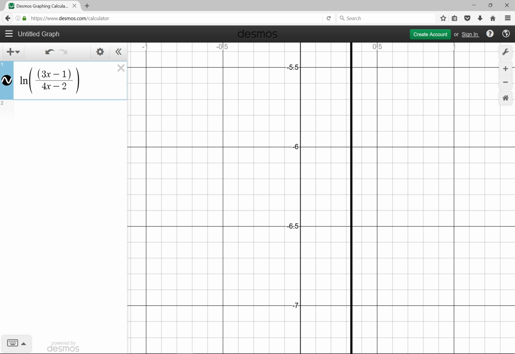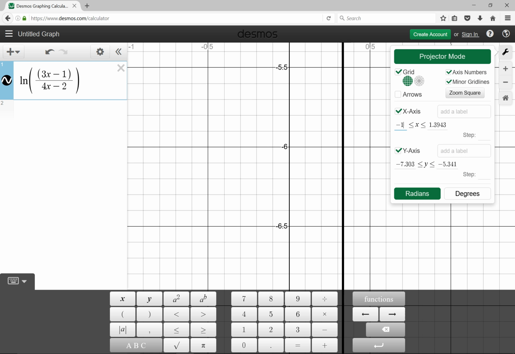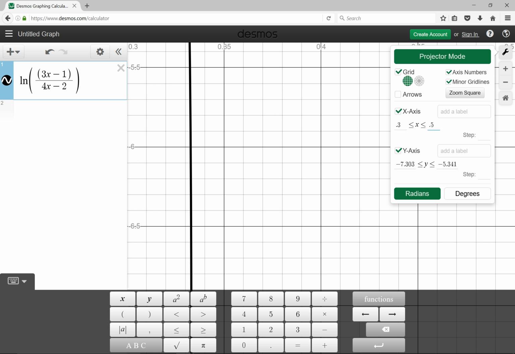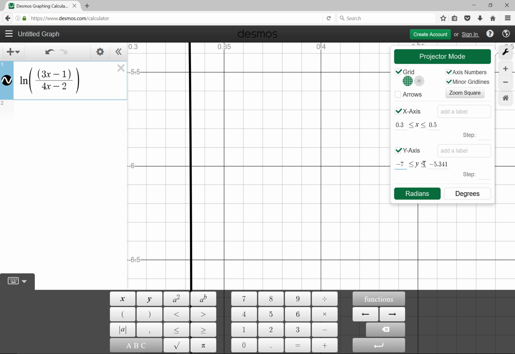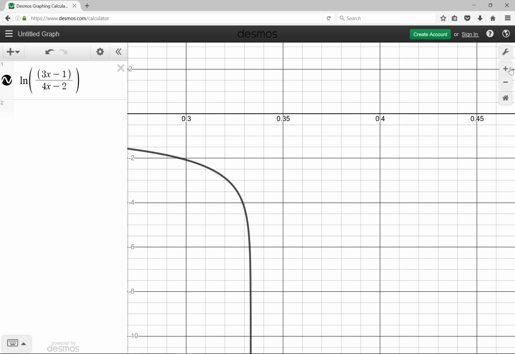You know what we need to do? We need to change our window a little bit. Creepy. Let's make our x go from 0.3 to 0.5. Oh, I'm going to die. Yes, indeedy. I need to go out a little bit. Darn it.